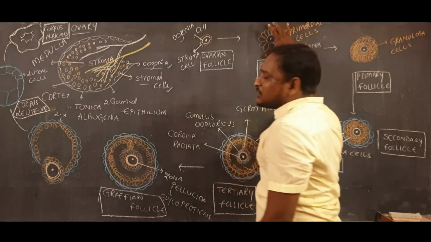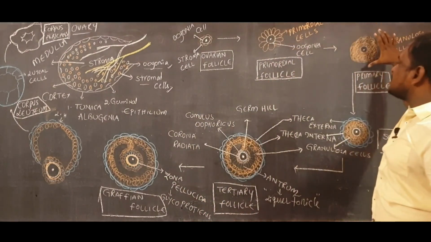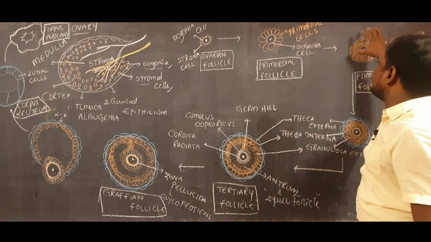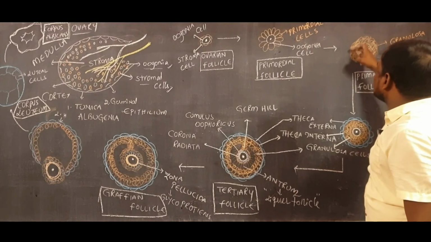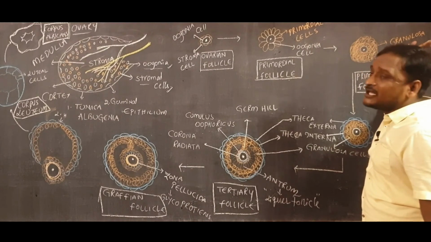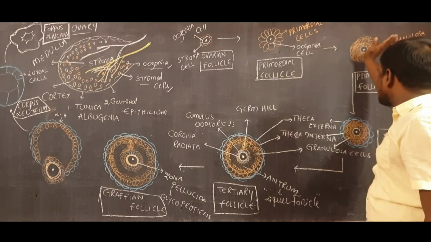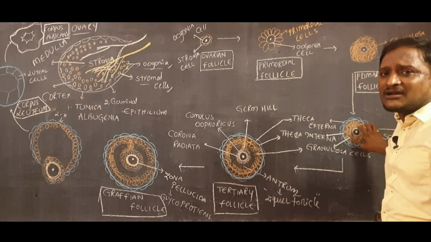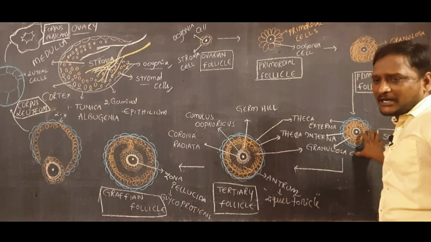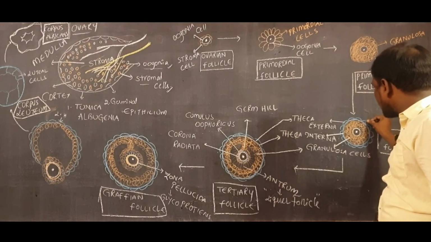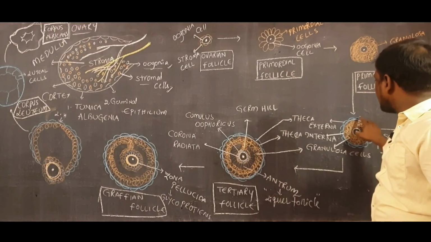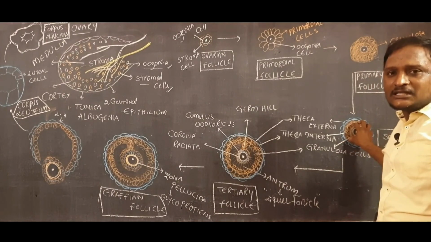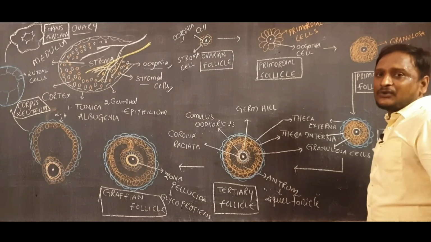And in this case, this primordial follicle then changes into primary follicle. During this, primordial cells will undergo divisions and a number of cells will be produced. And these cells which are surrounding the oogonia cell are also called granulosa cells. These granulosa cells then secrete a kind of layer around the granulosa cells, which are also called theca externa and theca interna. That means these two layers, outside one layer, inside one layer. Likewise, two layers are formed around these granulosa cells. And this follicle is also called secondary follicle.